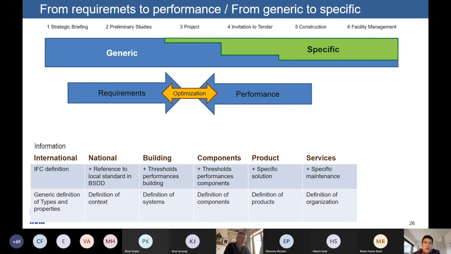This is another image about the topic of generic and specific. We should not forget the generic side: mostly we begin with generic materials and products, and over time it becomes more and more specific, but you will always have products which are generic until the end.